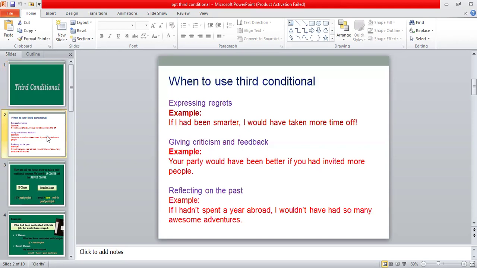Now we have to decide when to use third conditional. Whenever we have to express regret: if I had been smarter, I would have taken more time off. If we want to criticize something: your party would have been better if you had invited more people. If you want to reflect on the past or remember the past: if I hadn't spent a year abroad, I wouldn't have had so many awesome adventures. So these are the different instances where we use third conditional.